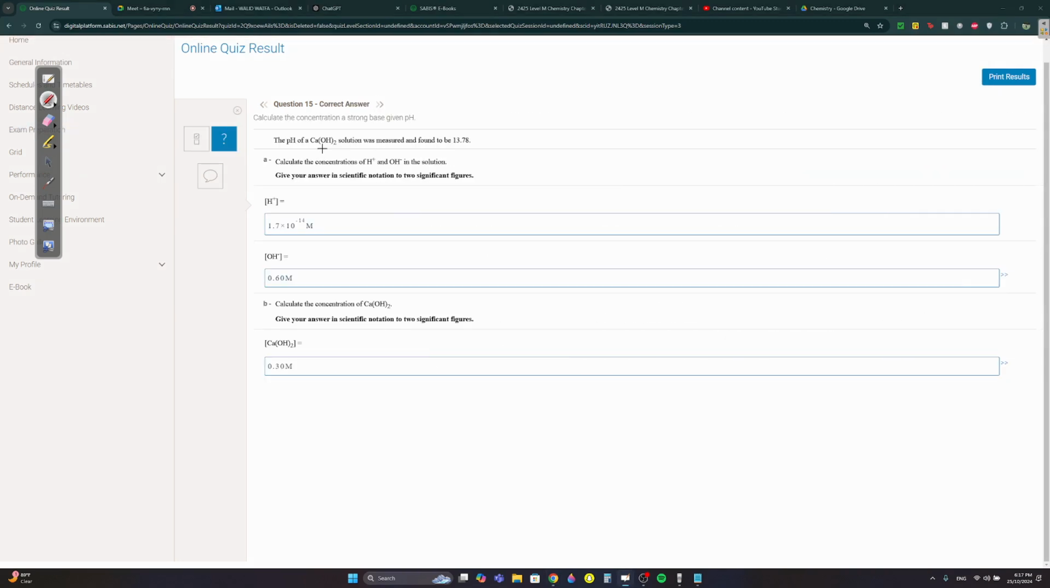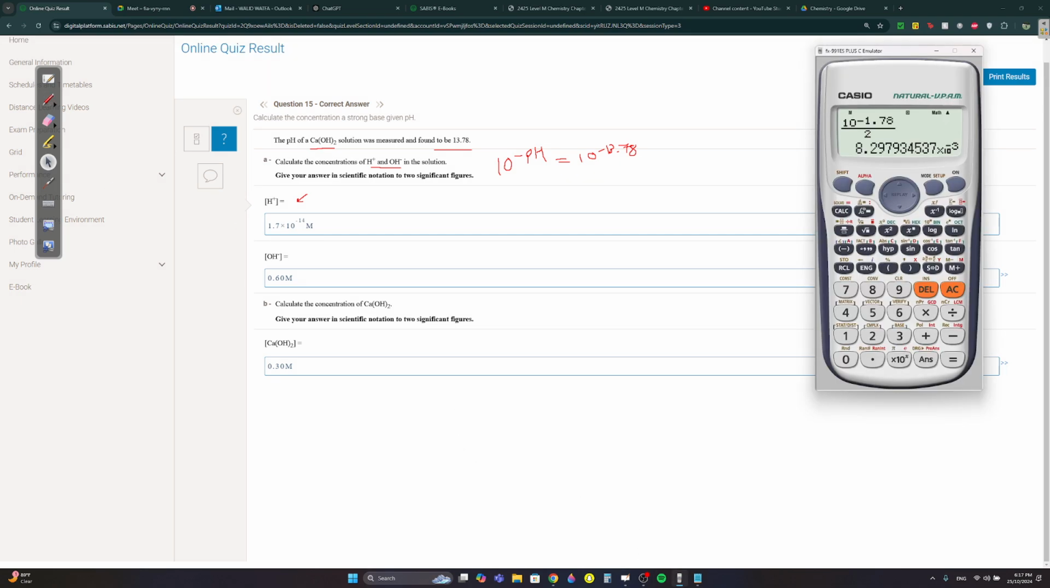Okay, the pH of calcium hydroxide was this. Calculate H plus. Okay, same thing. Always the concentration of H plus is 10 to the power of minus pH. So 10 to the power of minus 13.78. You're gonna get 10 to the power of minus 13.78. You get 1.7 times 10 to the minus 14.